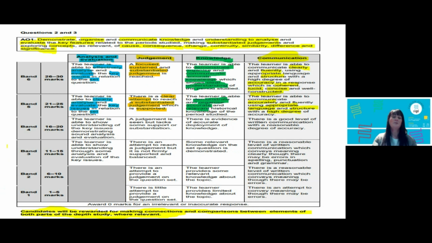Now, think about the mark scheme, okay? We left this right at the very beginning, but we mustn't forget it, okay? You need analysis and evaluation in your essays. You need judgments. You need to put in accurate and detailed knowledge, and you need to communicate everything clearly. And remember as well, if there's a point you're making that brings in something from year 12, then you are able to bring that point in if it is of relevance.